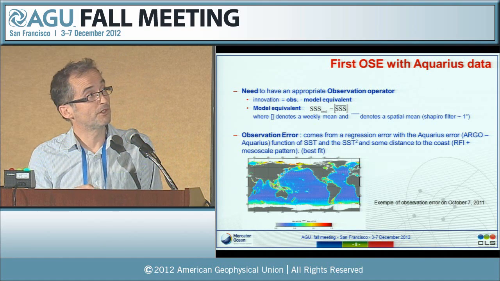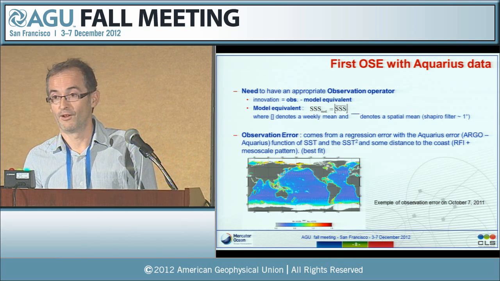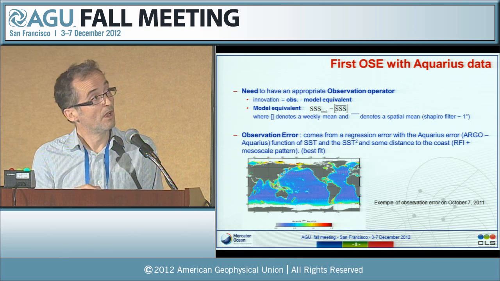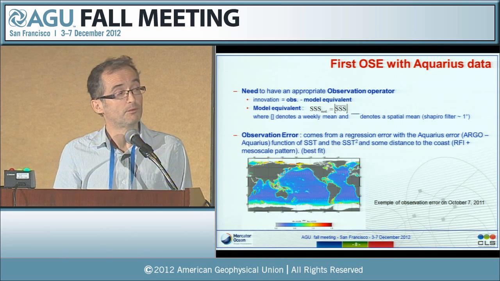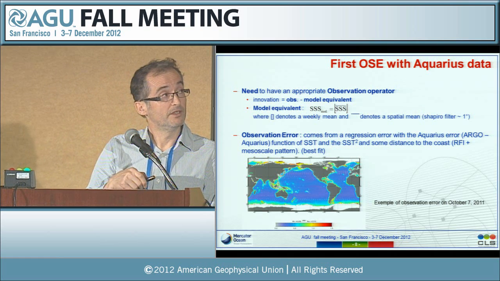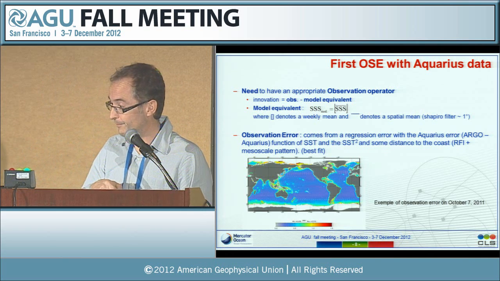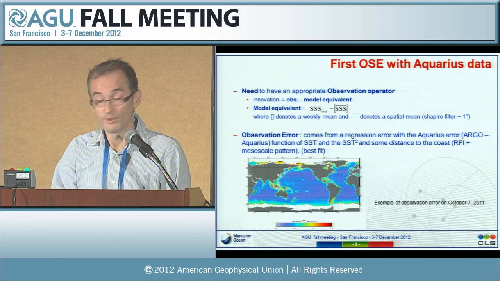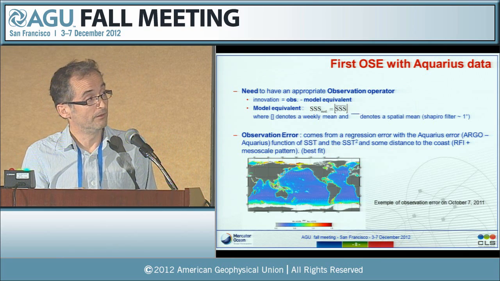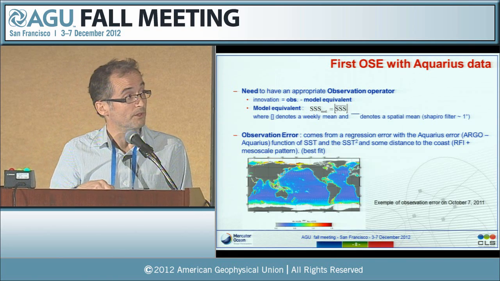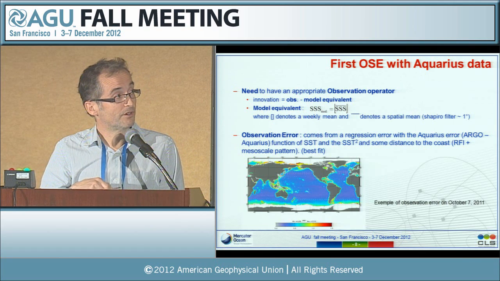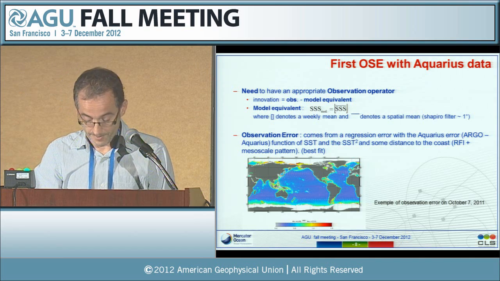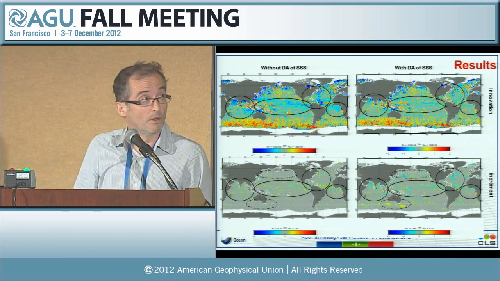We have to prescribe the observation error because in this data set there is no prescribed error. So we build an error from the Argo minus Aquarius difference, and the best fit we found is a regression. We found that it was a function of SST square, and some distance to the coast to simulate mesoscale and obviously RFI. So it's the kind of error we obtain, and the error changes with time, obviously. There are larger errors near the coast, close to the ice, and in the Arctic. These are the first results we have.